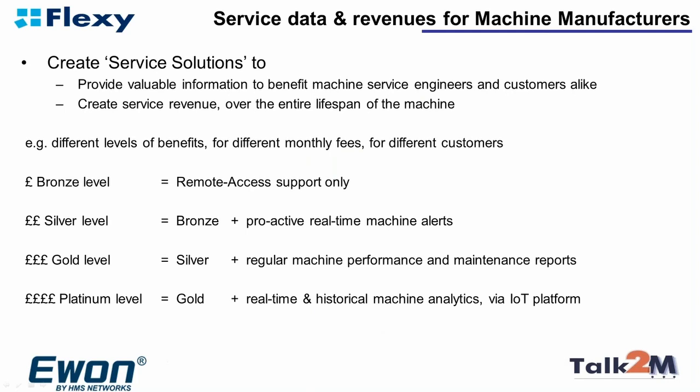So some people who are in this position want to create a menu of services for their customers to be able to choose from. Initially, you may want to offer them the bronze service, and that bronze service may be just remote access, in which case you may just decide to fit a Cosy device inside the machine. However, that customer may then decide that they want real-time machine alerts. So under that situation, you might decide to fit a Flexy 205 and then configure some of those tags and some of those emails that we looked at earlier.